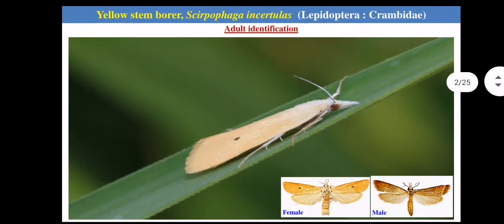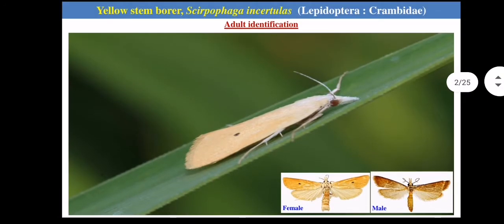So the first important pest of the paddy or rice is the yellow stem borer. Most of the students already know about this insect pest. The yellow stem borer is a major insect pest of paddy. These photos are for identification purposes, so you can easily compare the male and female of the yellow stem borer. This picture is the adult form or moth of the yellow stem borer. This insect pest belongs to the order Lepidoptera. Lepidoptera means those insect pests having scaly wings.